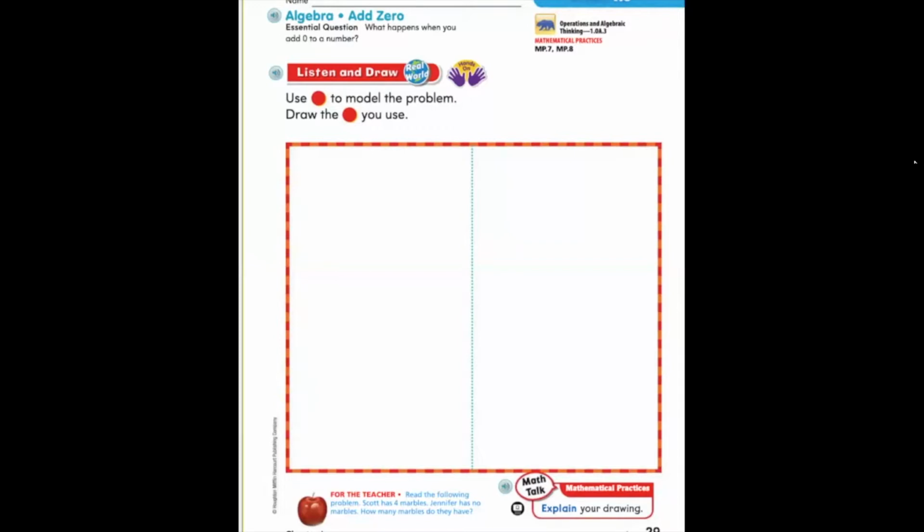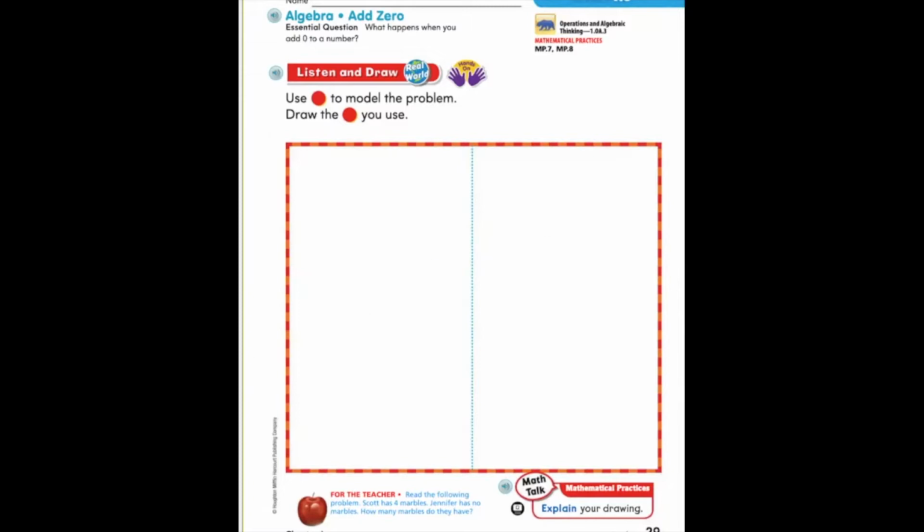Let's start with this. What do we need to find? We need to find the number of marbles. What information do we already know? We already know that Scott has 4 marbles. And we also know that Jennifer has no marbles. Our first step to solve the problem will be to use our counters.